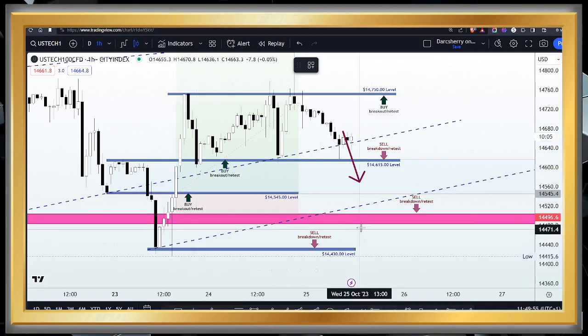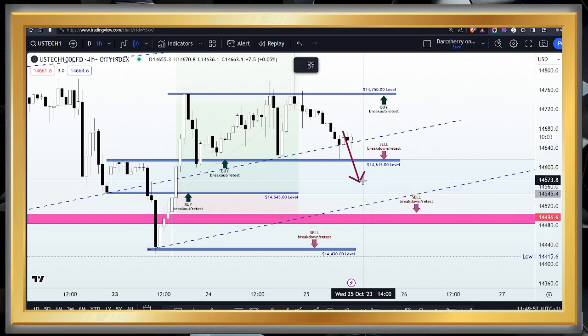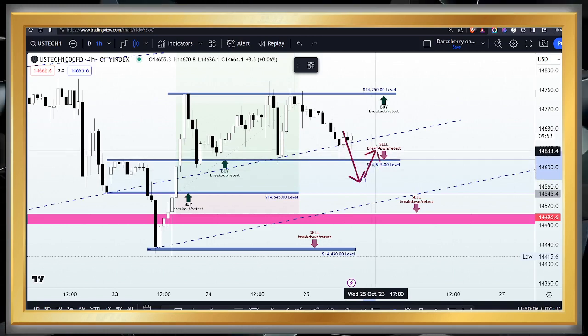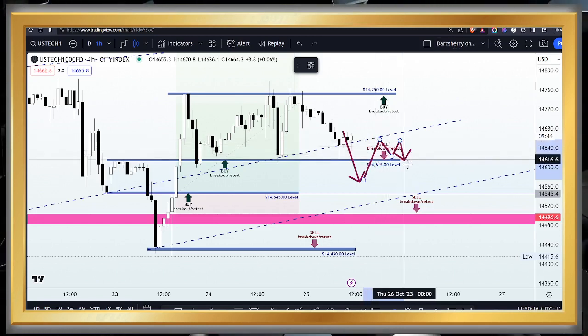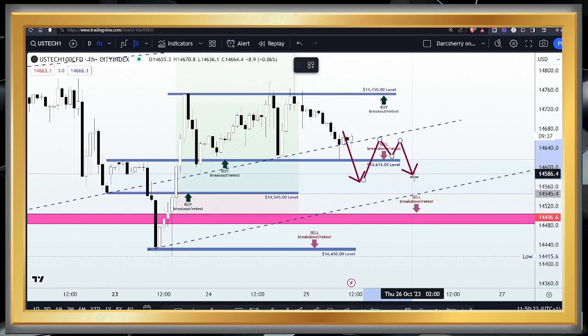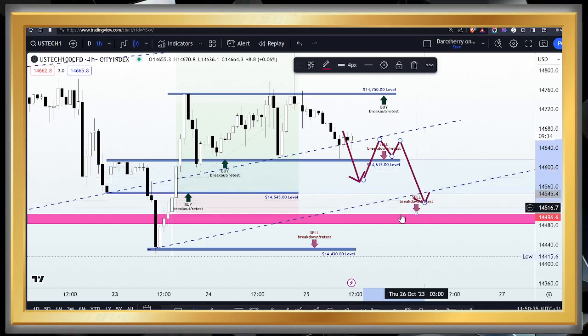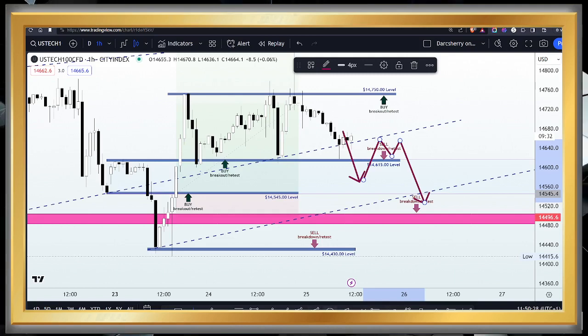And this confirmation for sellers will come in the form of a retest of structure, signs that buyers are finding it difficult to climb back above the ascending trend line. This would reflect on the chart as either a retest of the 14,615 or the retest of the ascending trend line, where continued selling pressure will give us an opportunity to sell below the 14,615 level.